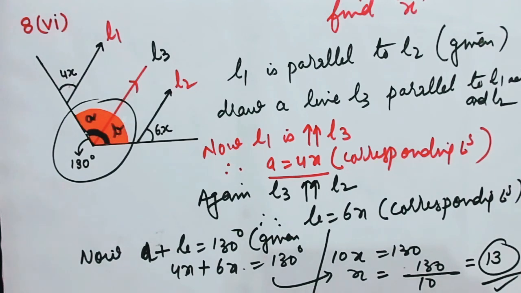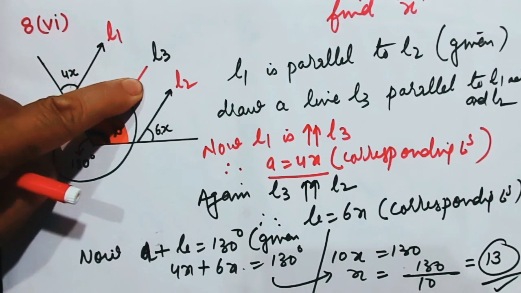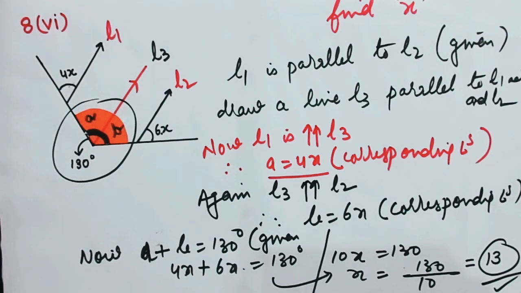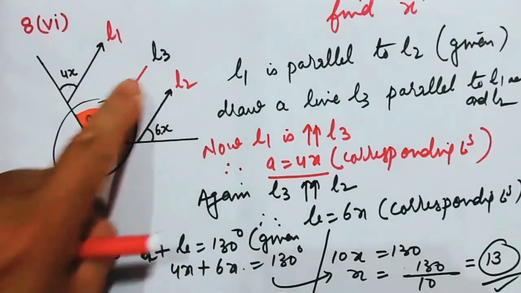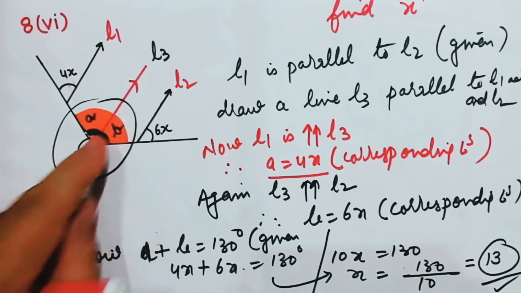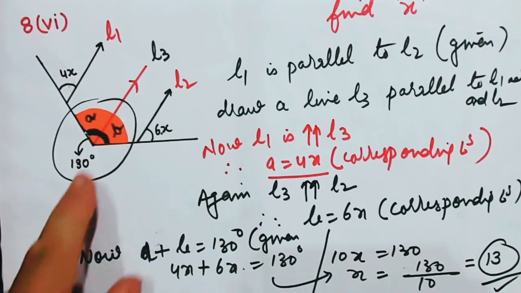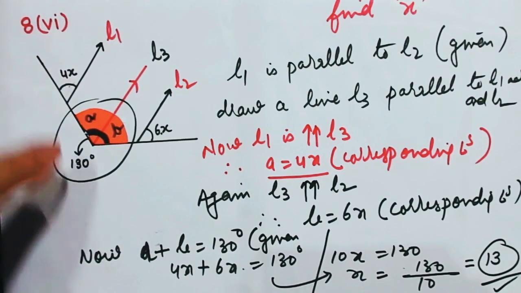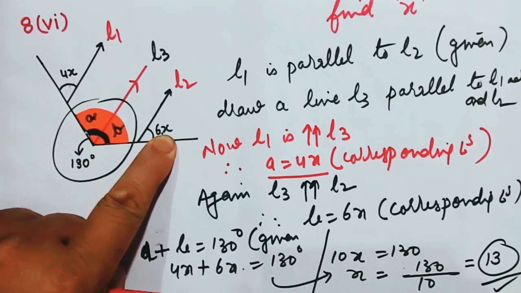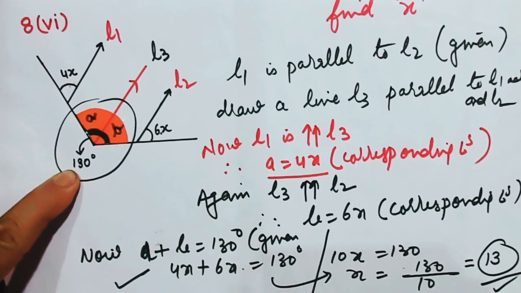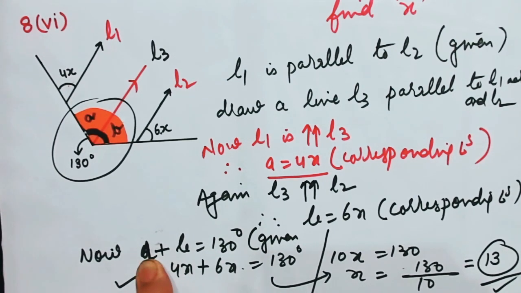Once again, only when the lines are parallel, the sum of the co-interior angles will be equal to 180 degree. Only when the lines are parallel, the alternate angles will be equal. Only when the lines are parallel, the corresponding angles will be equal. Clear? What did we do over here? We found that the value of A was 4x and the value of B was 6x because they were corresponding angles, the value was already given, and finally we put it in this formula and found out the value of x is equal to 13.